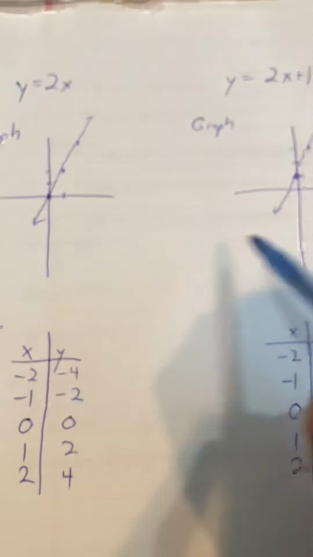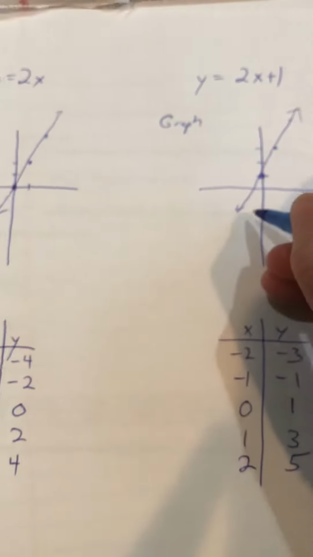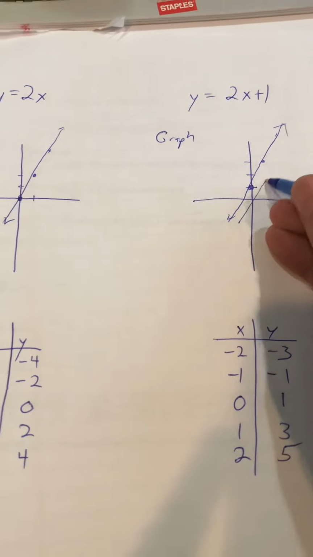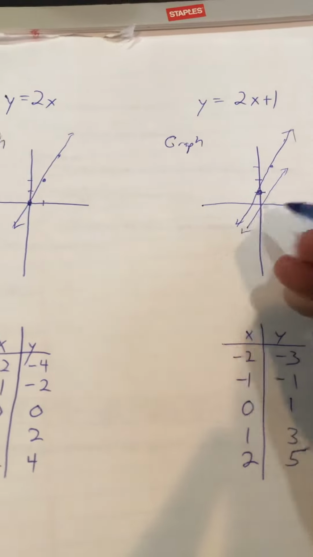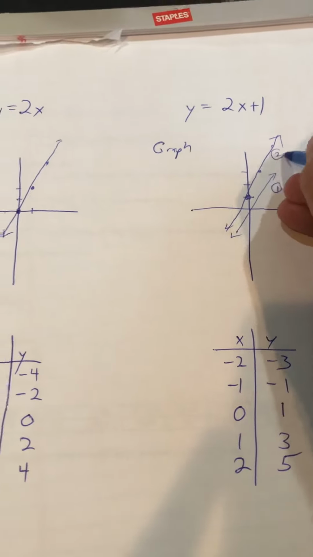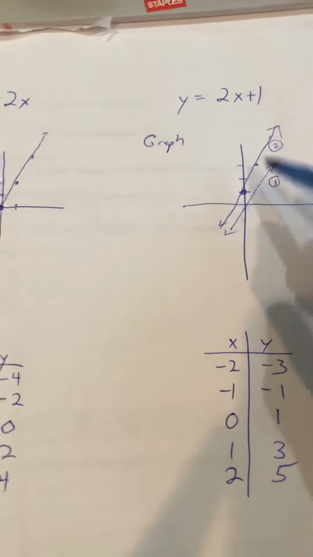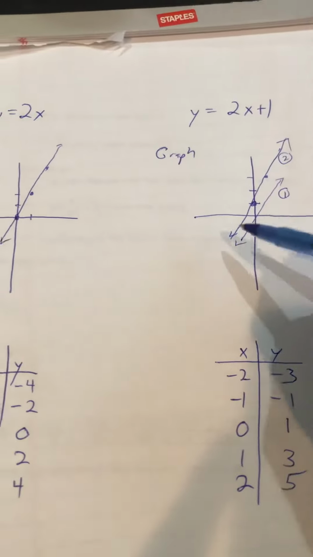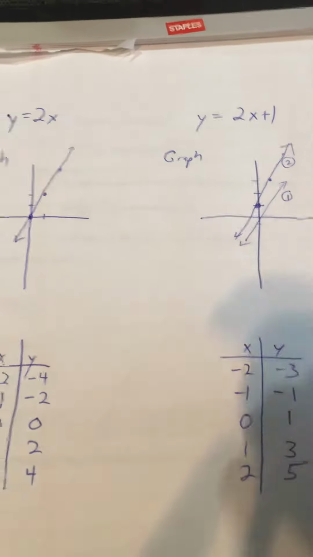In fact, if you did them together, the first one would look like this. All right, so this is the first one, and this is the second one. They're actually parallel, right? They have the same slope, but one of them is shifted up 1.